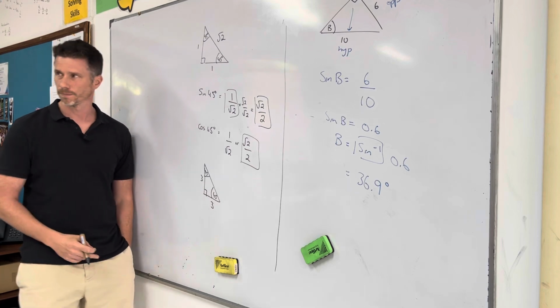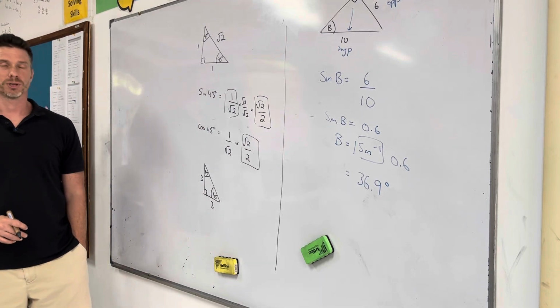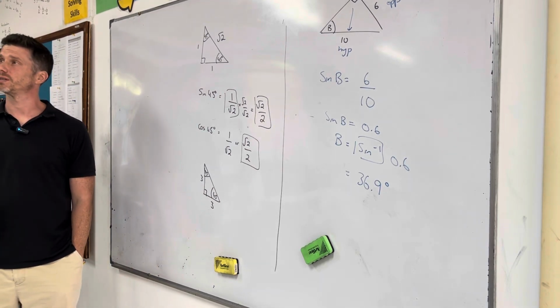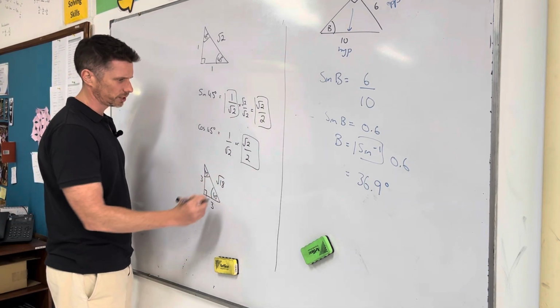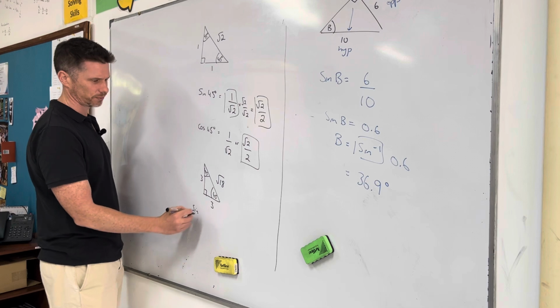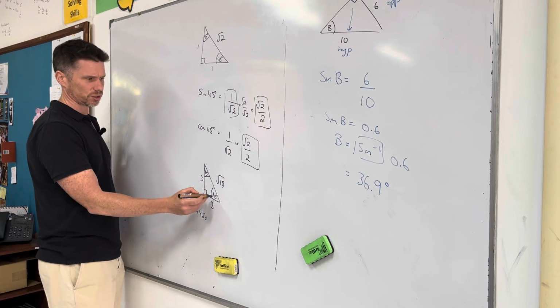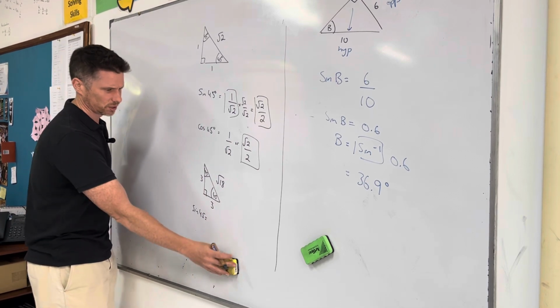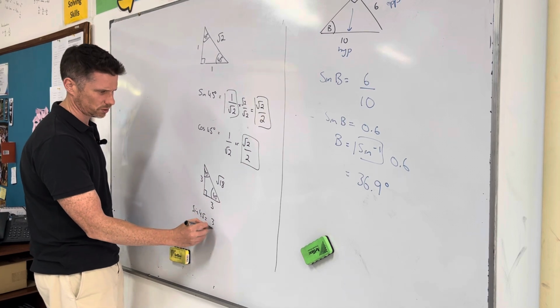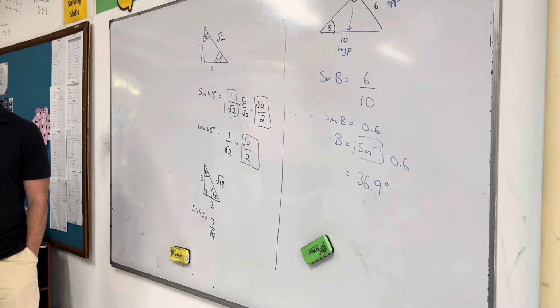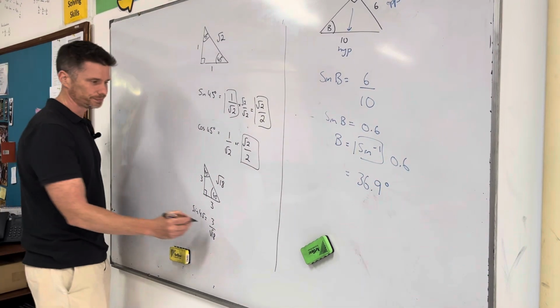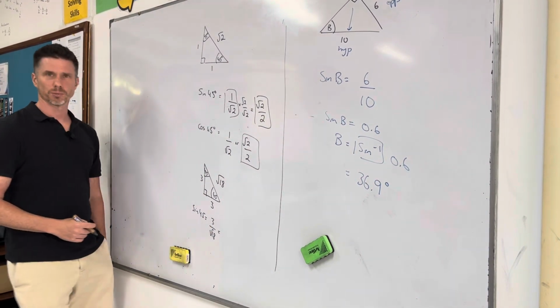What's this side over here? 3 squared plus 3 squared is 9 plus 9, so root 18, is it? Yeah. Okay, so that's root 18. It's looking different. What's the sine of 45 degrees from this one? So I think opposite, so it's 3 over root 18. That doesn't look the same anymore, does it? Maybe if I simplify it. How do I split up root 18?